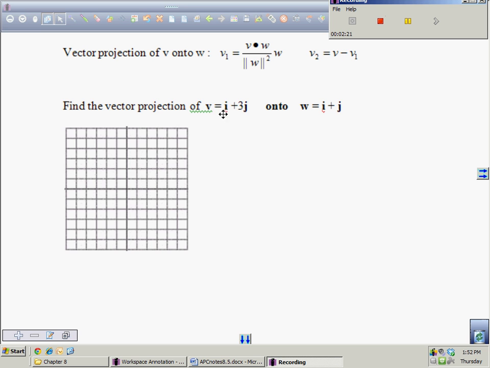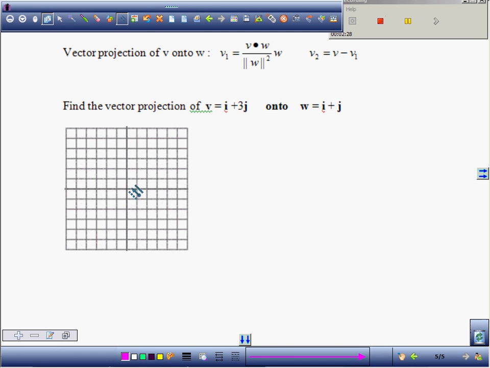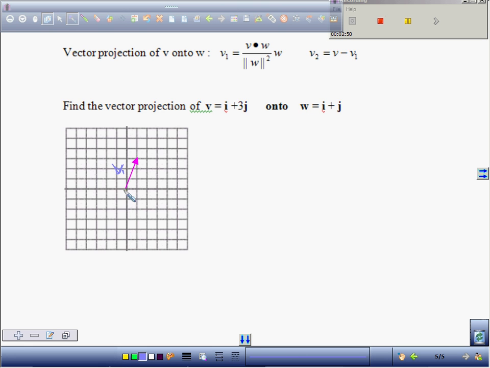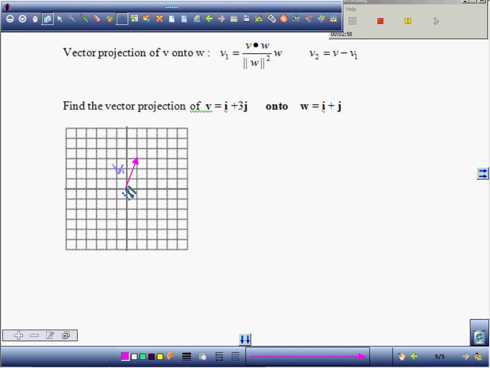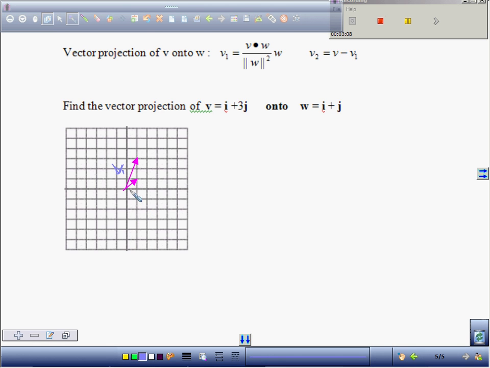Okay, so what I'm going to do is draw this picture first. So i plus 3j means over 1 and up 3. So if I take a vector that goes over 1 and up 3, that's vector v1. And I have another vector w, which is i plus j, over 1 and up 1. Okay, so my other vector is right here, and that's called w. Both have the same origin. They both start at 0, 0.